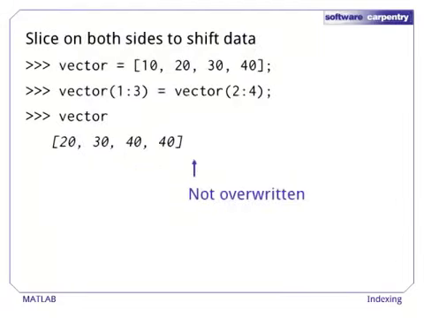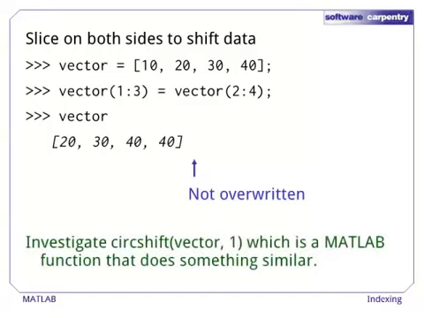Slicing on both sides of a statement gives us a way to shift data along the axes. If vector is a one-dimensional array, as shown here, then vector(1:3) selects slots 1, 2, and 3, while vector(2:4) selects the values in slots 2, 3, and 4. Doing the assignment overwrites the lower 3 values, but it leaves the uppermost untouched. MATLAB has a function circshift, which shifts values in an array in a circular pattern. Rather than discarding the leftmost item, it is placed in the rightmost spot, and all other values are shifted left.